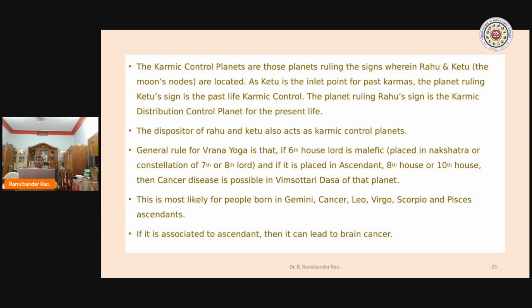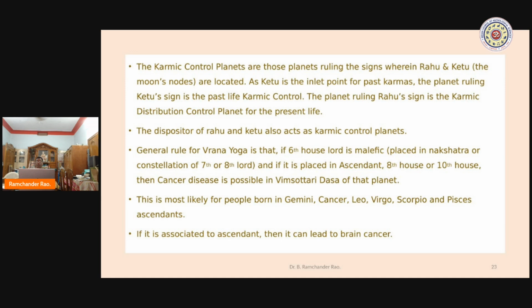What we have to do in the present life will be given by Rahu. The dispositor of Rahu and Ketu also acts as a karmic control planet in giving the results, such as the disease of Cancer. The general rule for Cancer Yoga is very, very important.